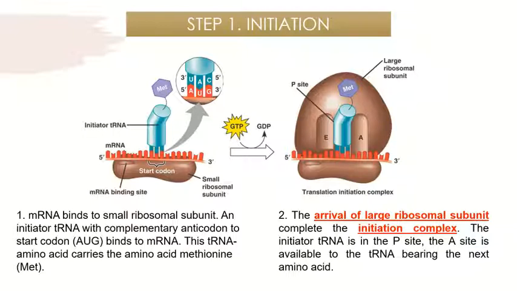When you have the methionine, then comes the large ribosomal subunit to complete the initiation complex. This large ribosomal subunit carries the P site and the A site. The initiator tRNA is in the P site, which is the middle. The A site is available to the tRNA bearing the next amino acid. In this process, energy is used from guanosine triphosphate, which forms guanosine diphosphate.